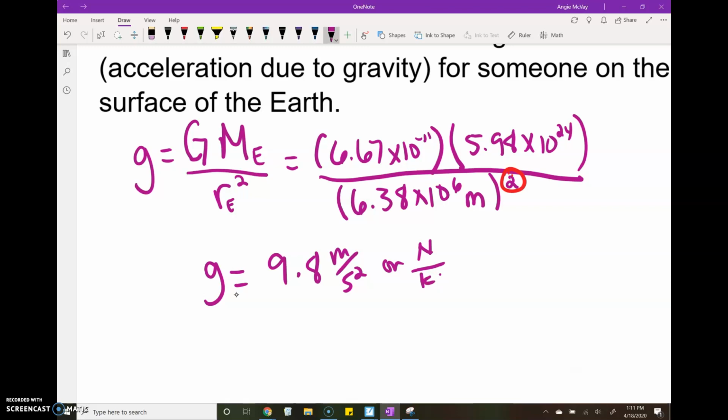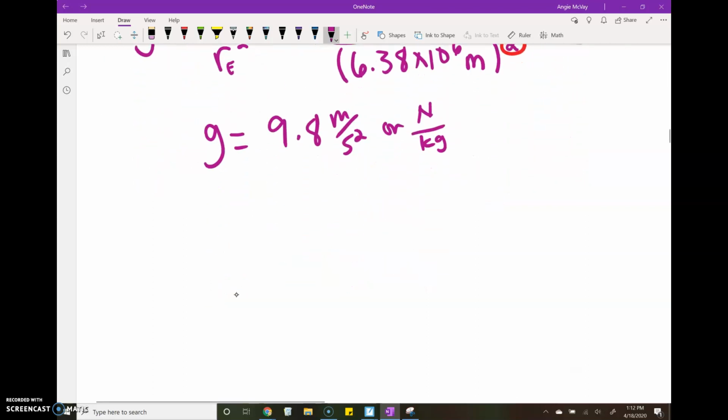Newtons per kilogram, right? So that's telling us at a specific location in space, away from the center of your planet or from the center of the Earth, how many newtons of force are being exerted for every kilogram of mass an object has. So this is telling us on the surface of the Earth, a person or other object is experiencing 9.8 newtons of force for every kilogram of mass that they have. Okay, and that's another way of thinking of gravitational field strength.